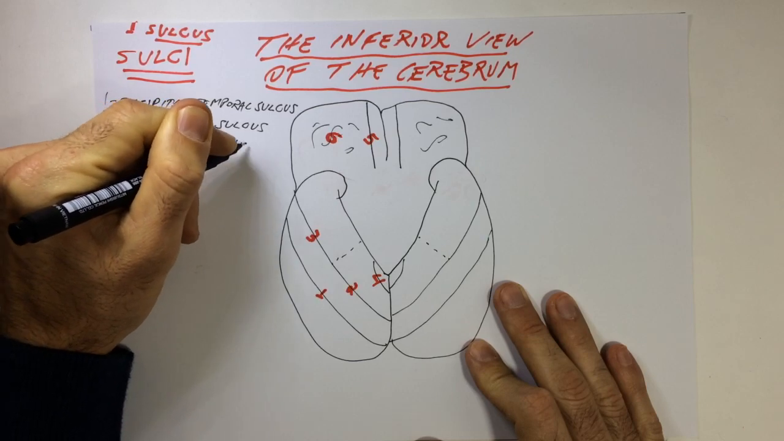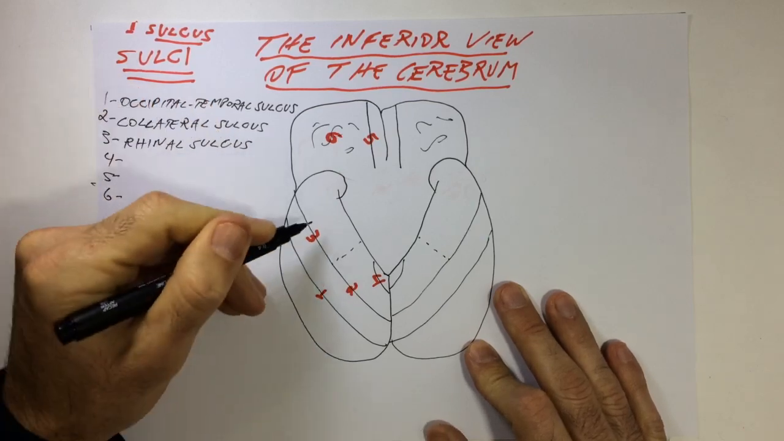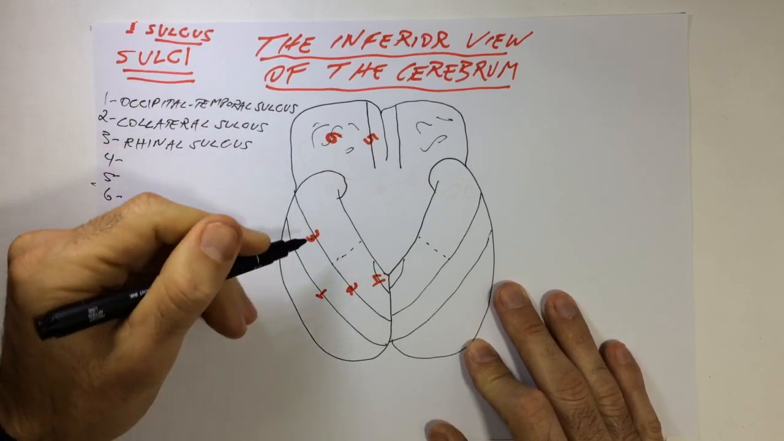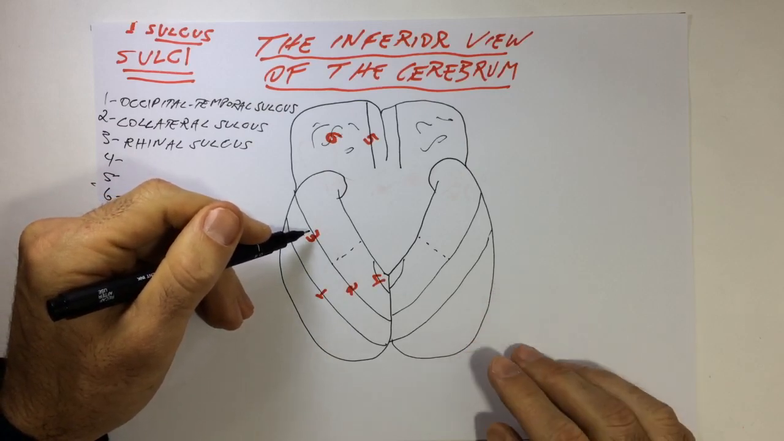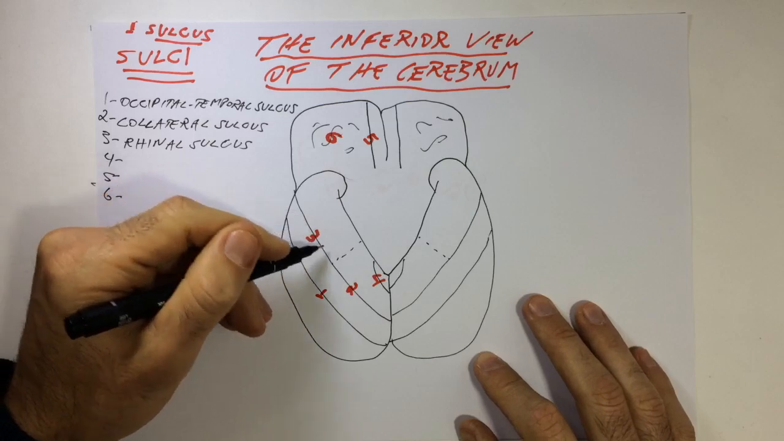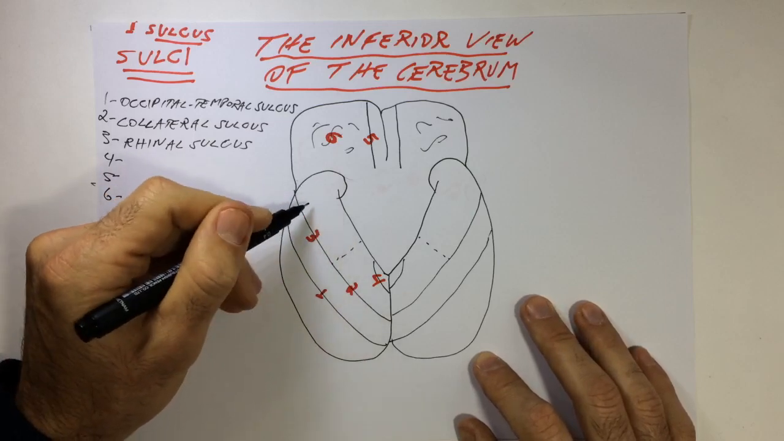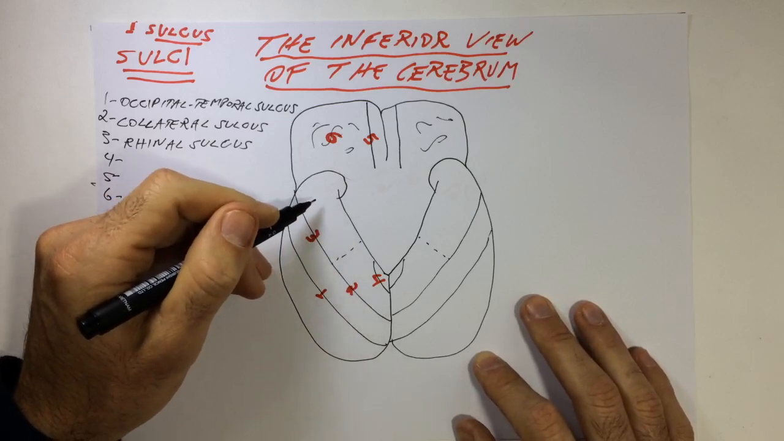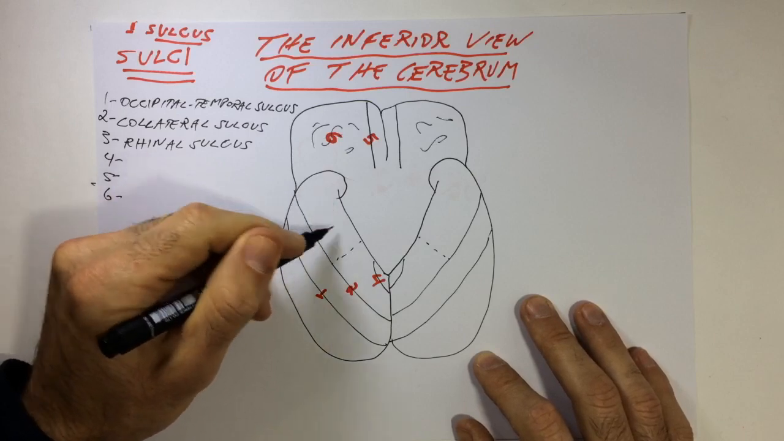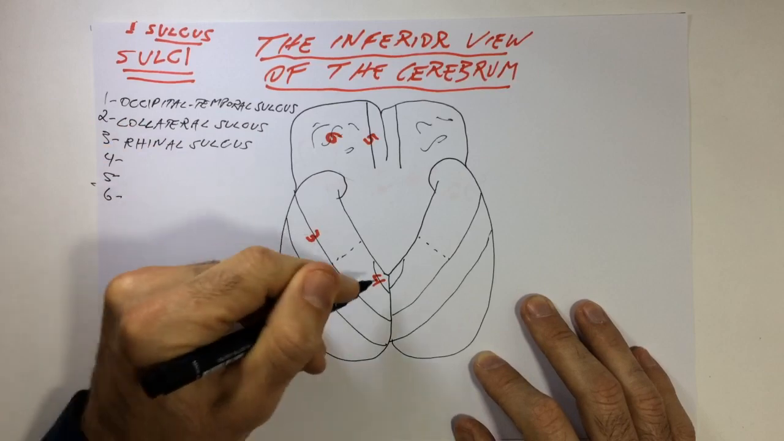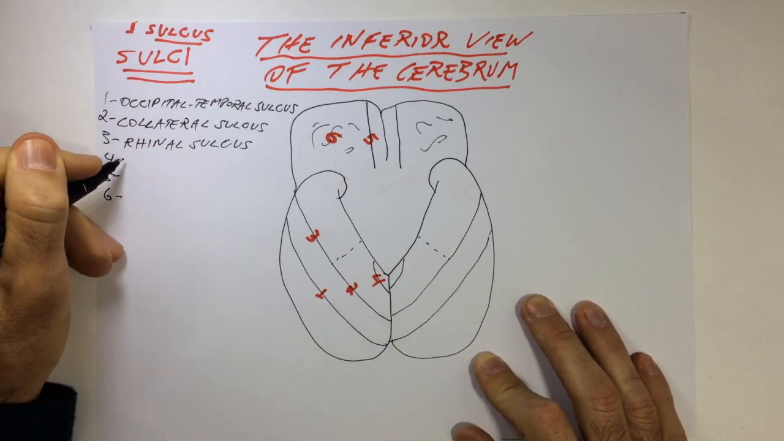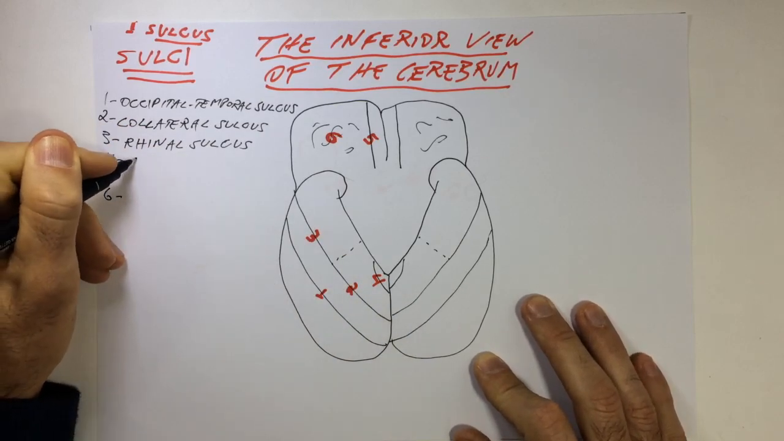Rhinal sulcus. Okay, rhinal comes from smelling. So it's the olfactory functions that we're going to end up seeing later on that are located in this region. So rhinal sulcus. This one here is called calcarine sulcus.